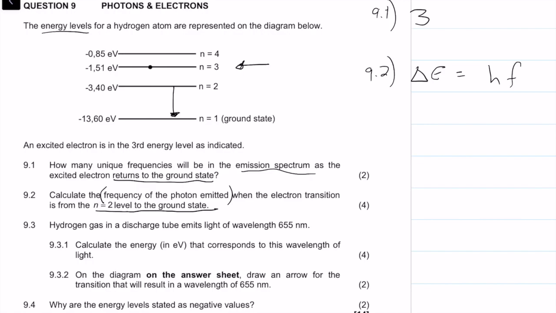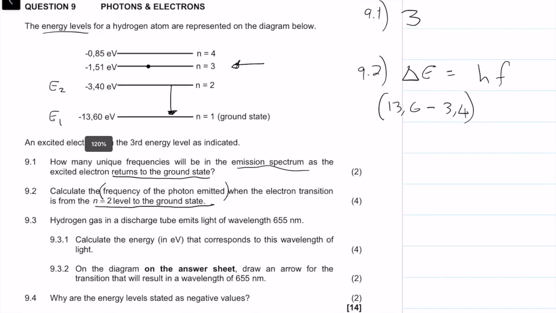Okay, so for the change in energy, I'm going to go energy level 1 minus energy level 2. Also, I'm going to take the positive values just so that I get a positive frequency. So what we have is 13.6 minus 3.4. That's the change. It went from 3.4 to 13.6. But this is in electron volts, and I need this in joules.